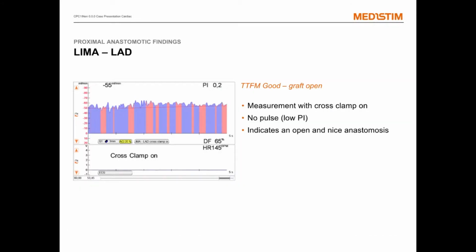TTFM was measured while the cross-clamp was still on and the heart was still empty. Measuring at this moment gives us an indication if anything is wrong with the anastomosis. There is no pulse, so the pulsatility index should be very low. Typically, a value below 0.4 demonstrates an open graft. In this example, it is 0.2. We also see good flow at 55 milliliters per minute.